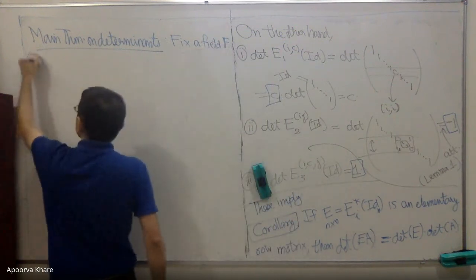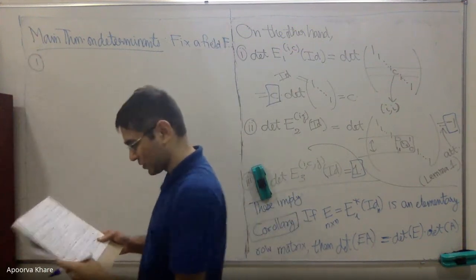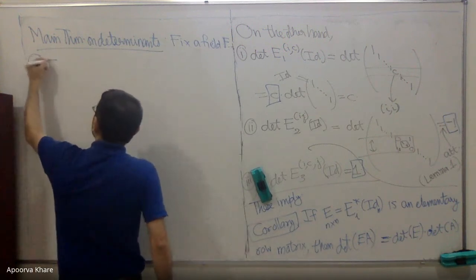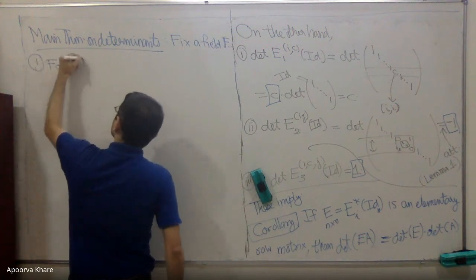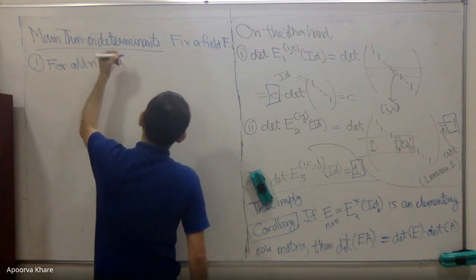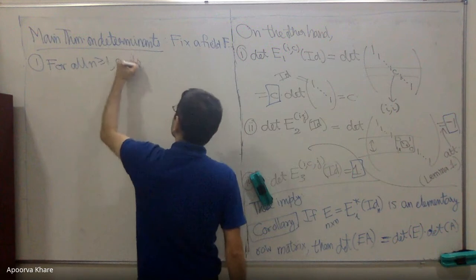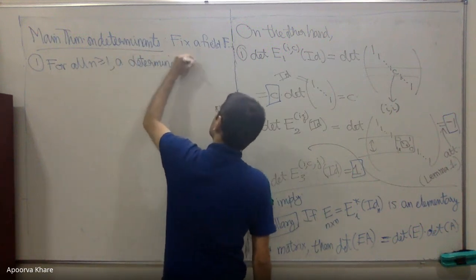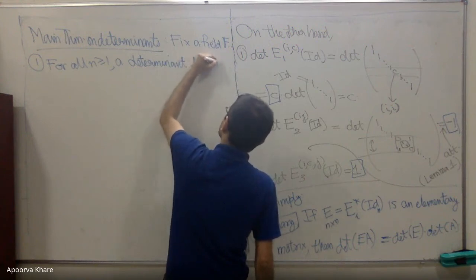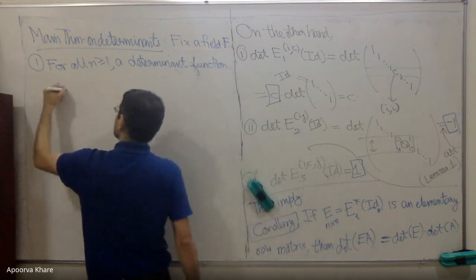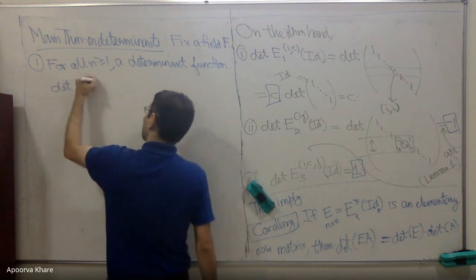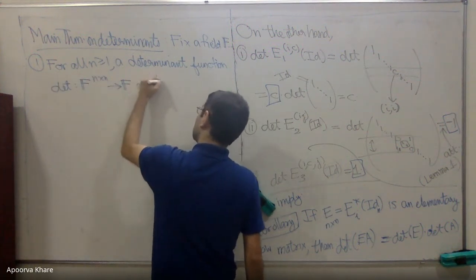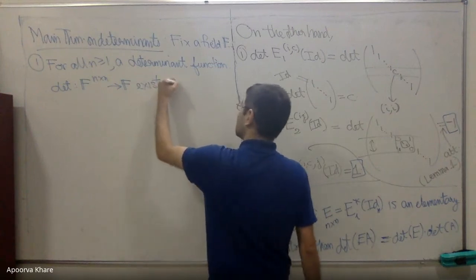Step one. This is the hardest part of all, so I will not prove it. For all n bigger or equal to 1, a determinant function exists and is unique on the n cross n square matrices. This is the hard part.